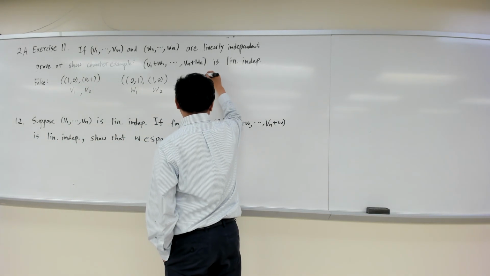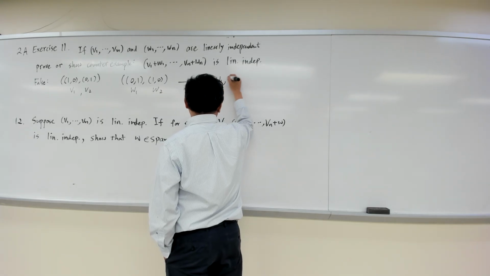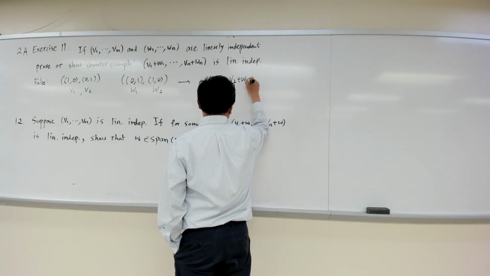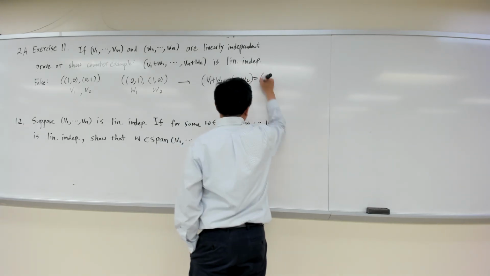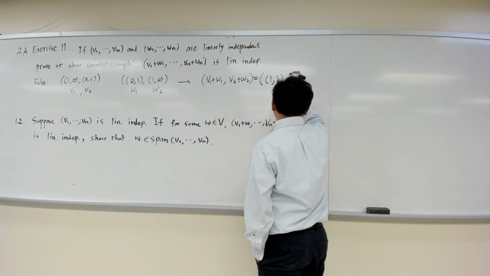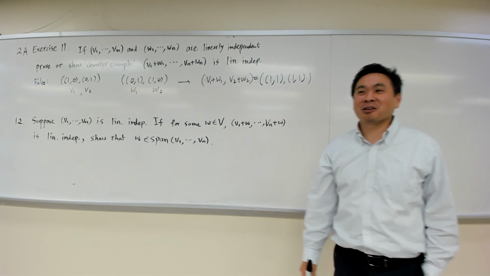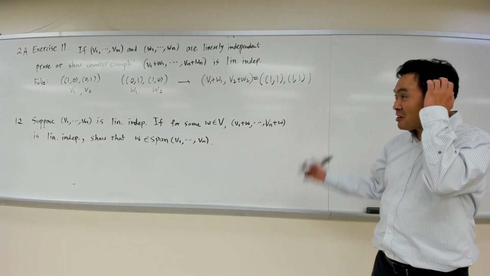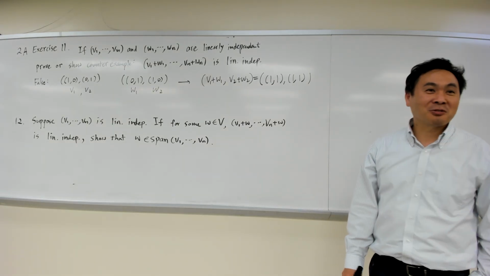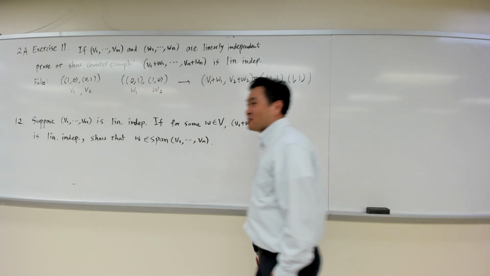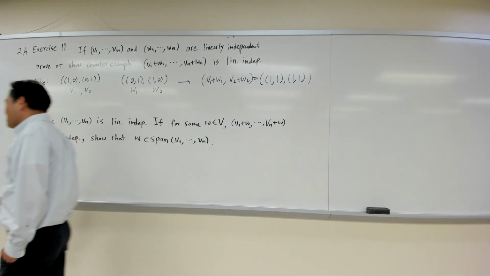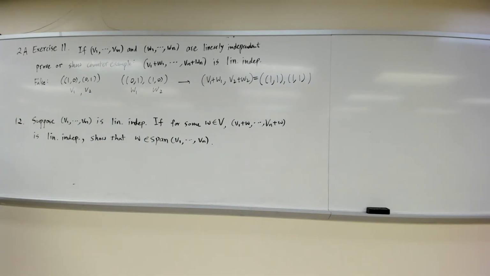Then V1 plus W1, V2 plus W2 is just going to be (1, 1) and then (1, 1). Well, they're exactly the same, so this list cannot be linearly independent. At first you might think, oh, maybe it's right, but then there's a simple example that it doesn't work.